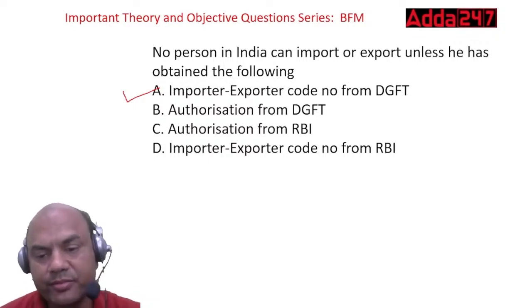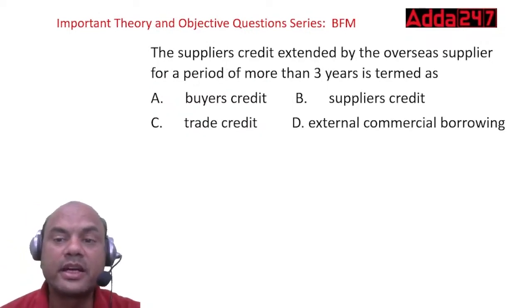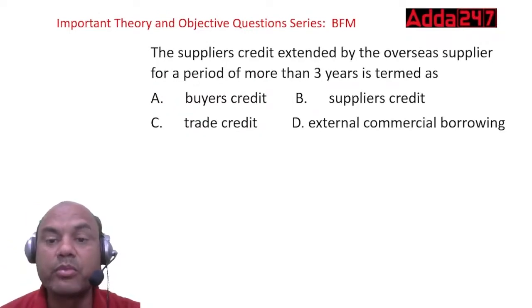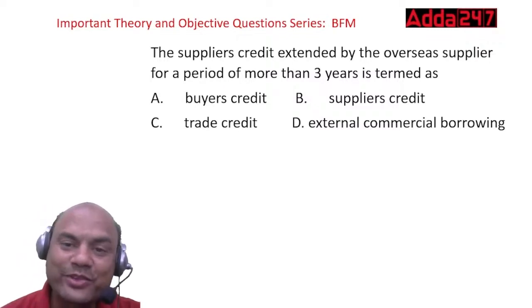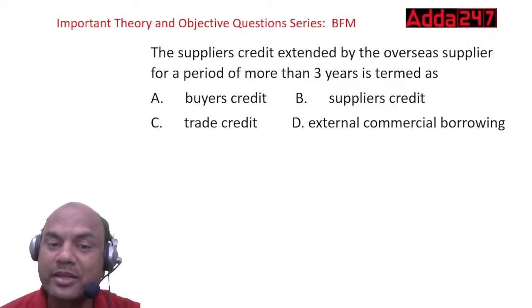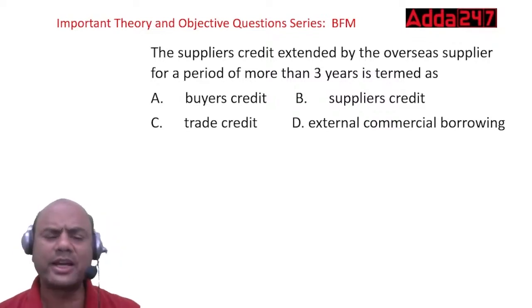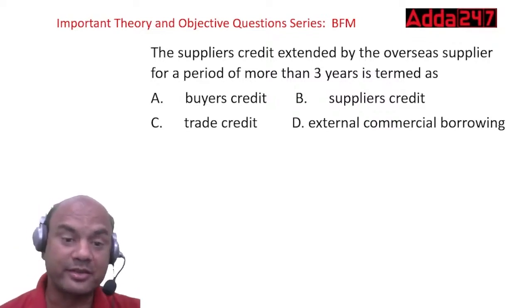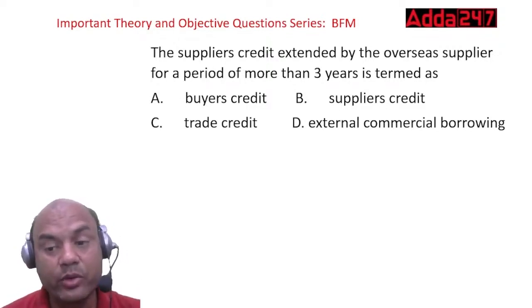This IEC code is required by each and every person who wants to import or export in India or from India. Compulsory. The supplier's credit extended by the overseas supplier for a period of more than 3 years is termed as. Again confusion in this. Options are buyer's credit, supplier's credit, trade credit and ECB, external commercial borrowings. What is it called as? Just now when I discussed buyer's credit, I told you something. What was that? Think of it. Again, rewind this video. Go back.